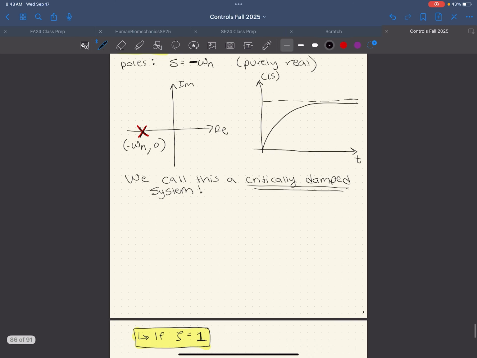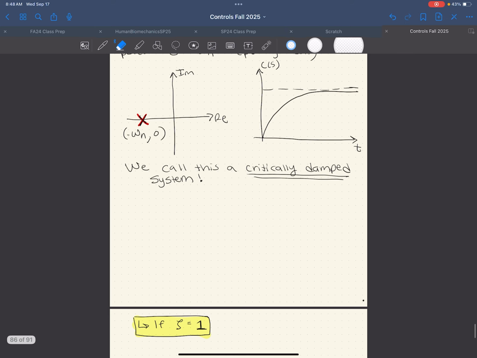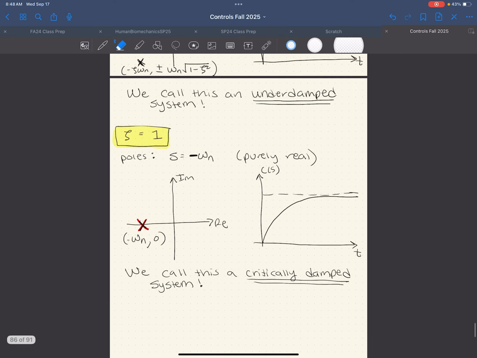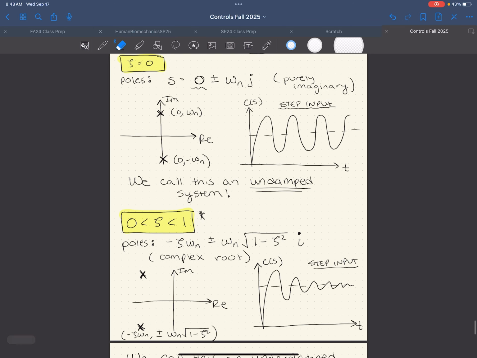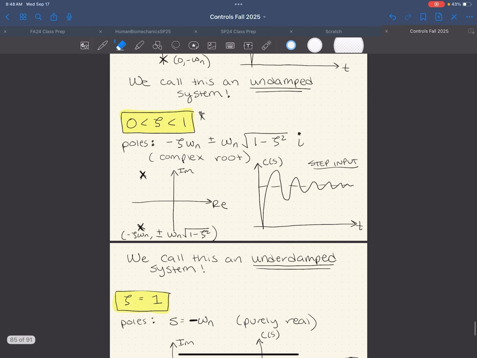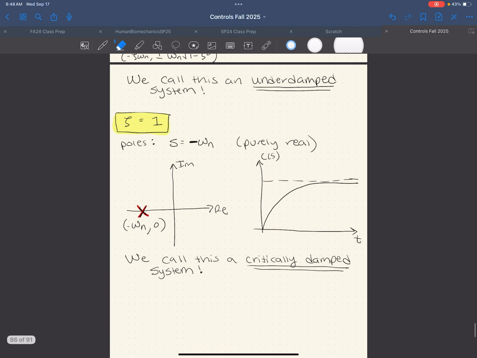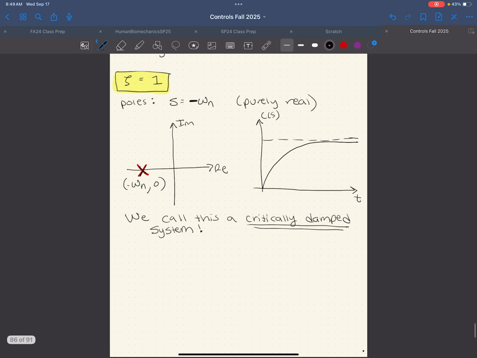All right. Our very last case is basically all of the rest. So we talked about what happens when zeta is 0. We talked about between 0 and 1. We talked about the special value at 1. And now we're going to talk about zeta greater than 1.